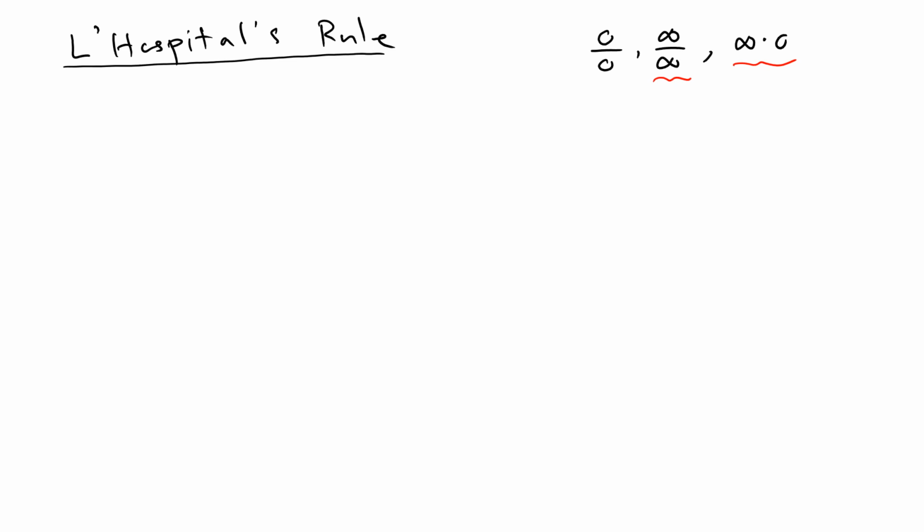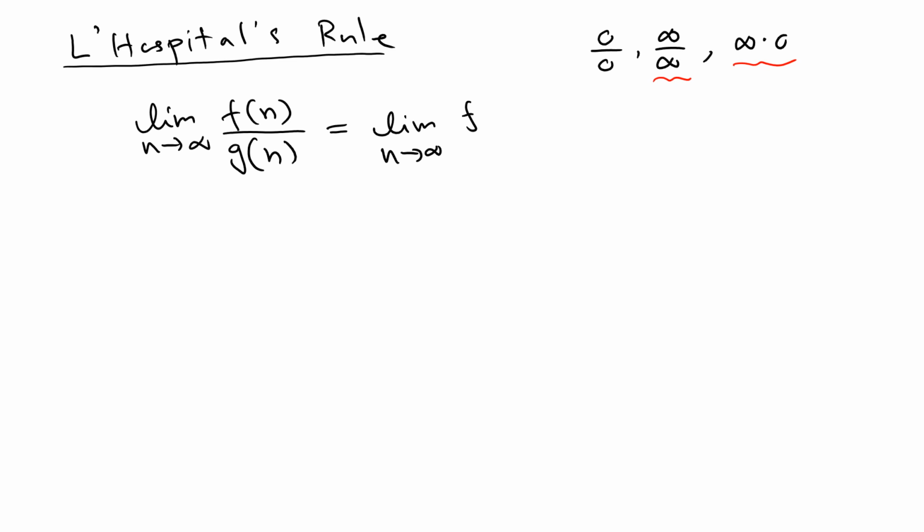So the result is: the limit as n goes to infinity of a function f(n) which goes to infinity, and g(x) which also goes to one of the infinities, is exactly equal to the limit as n goes to infinity of the derivative. So we can take the derivative of the top function divided by the derivative of the bottom function. Okay, there are a few assumptions that we make.